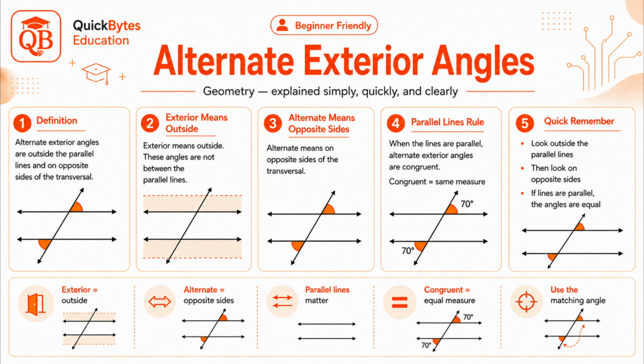Alternate exterior angles are outside the parallel lines and on opposite sides of the transversal. The word exterior means outside. The word alternate means opposite sides. So these angles are not between the parallel lines. They are outside the parallel lines, across the transversal from each other. When the lines are parallel, alternate exterior angles are congruent. So if one alternate exterior angle is 70 degrees, the other alternate exterior angle is also 70 degrees.